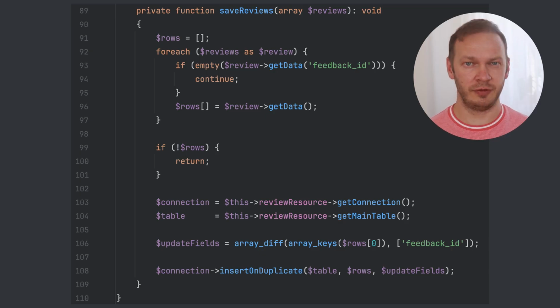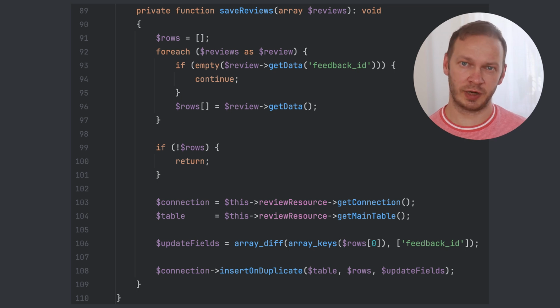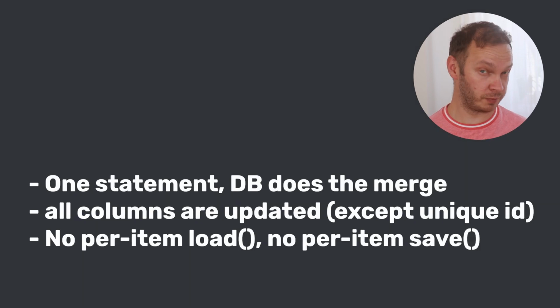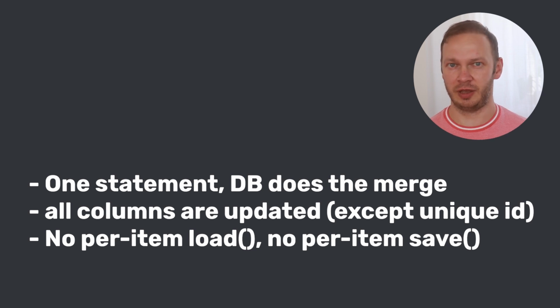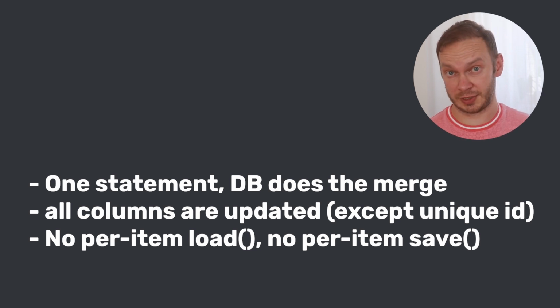That means if the row with a given feedback ID doesn't exist, it will be inserted. If it does exist, only the fields we specify will be updated. So we are turning potentially thousands of queries into just one. Huge performance gain, cleaner code, and far more scalable. Of course, you should make sure that your feedback ID or the entity identifier is unique. That's how MySQL knows what duplicate means.